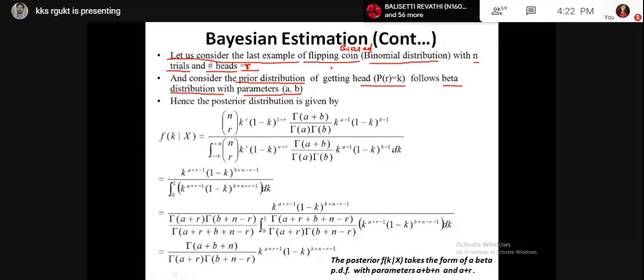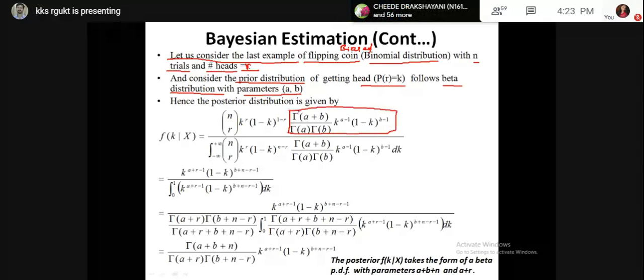In the last example, we saw MLE, then we applied MAP. Same example, I am continuing, considering the denominator also. So the prior probability, that is, the parameter k, is distributed as a beta distribution. This is the form of the beta distribution: gamma of a plus b over gamma of a, where a and b are shape parameters. The gamma function, how is it evaluated?